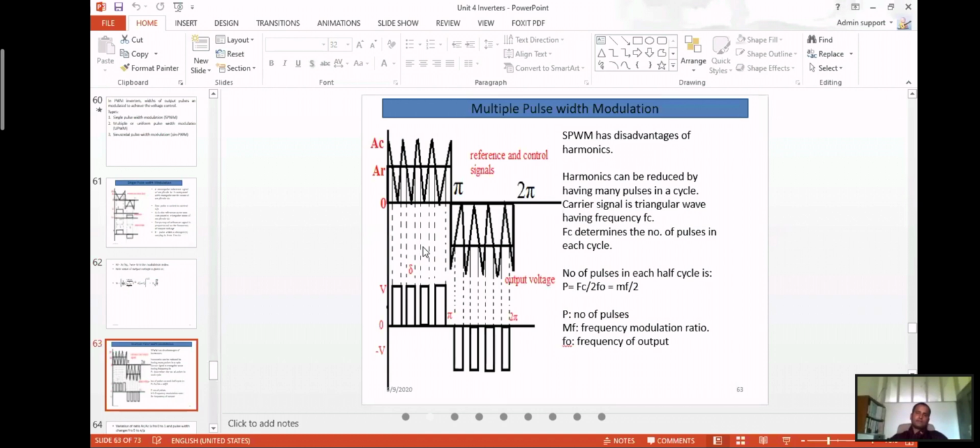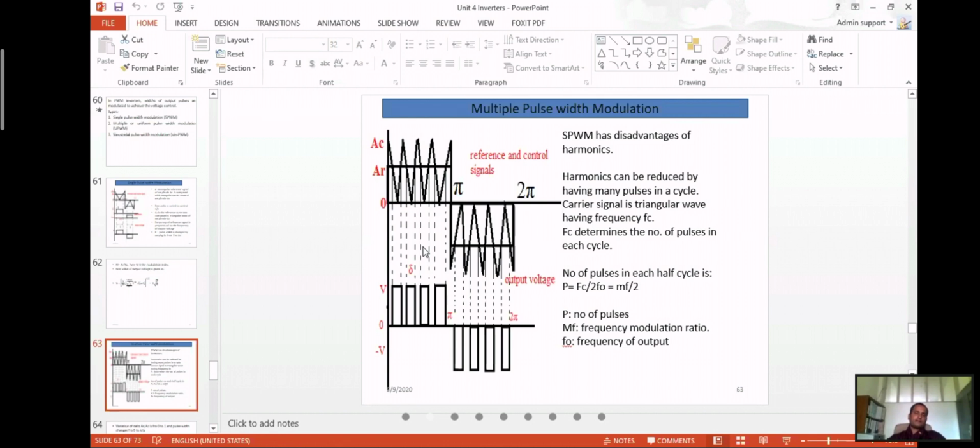Similar to the single pulse width modulation, we have another, multiple pulse width modulation, which means multiple pulses are given to a system. There are certain disadvantages of single pulse modulation. The disadvantage of single pulse width modulation is that it contains harmonics. So to reduce the harmonics, you can use multiple pulse width modulation.